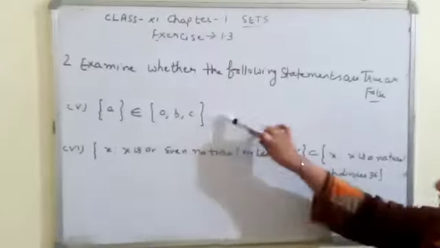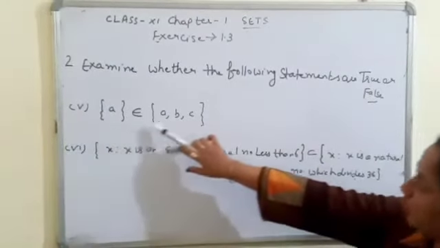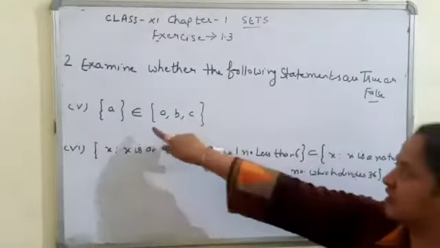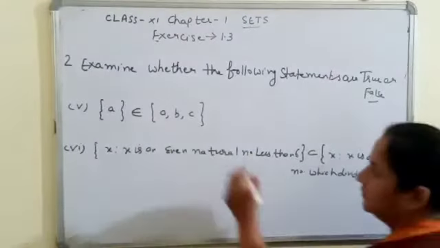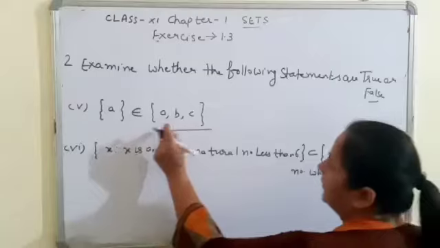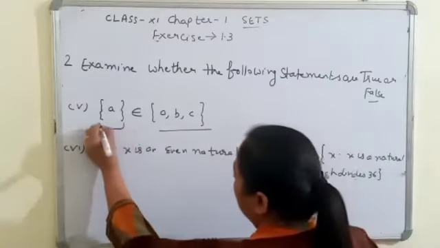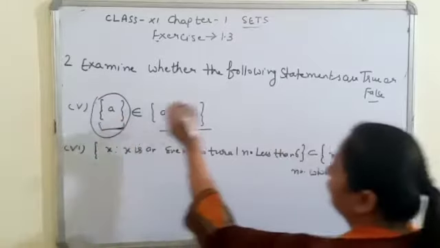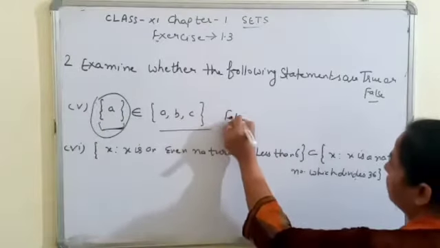Fifth part of question second. A belongs to set {A, B, C}? Whether the element A belongs to set {A, B, C}. You can see in this set there is no element A present here. This represents the element here, not the set. So this is the false statement.